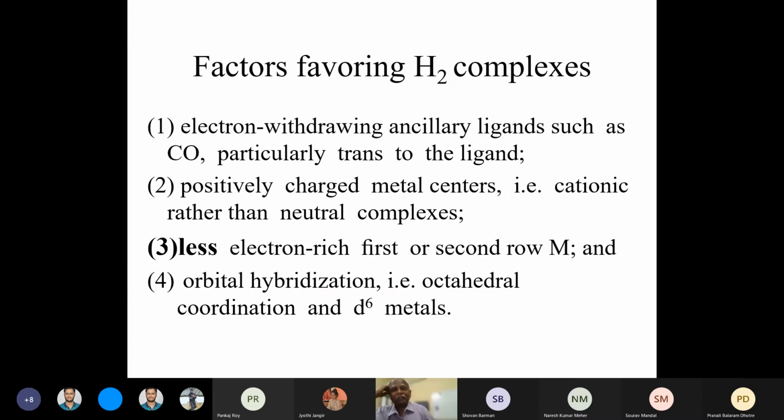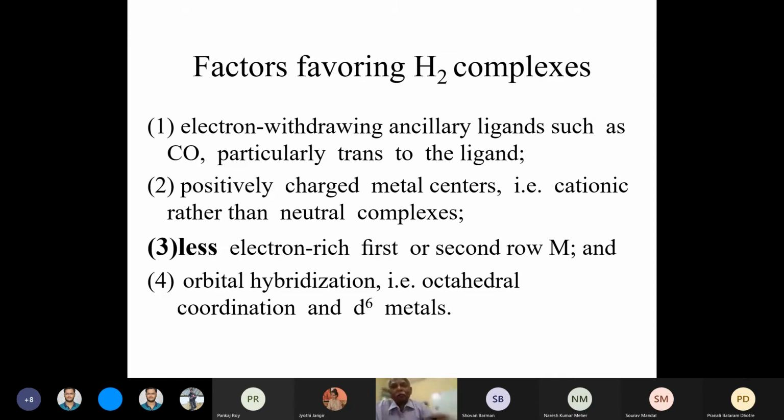So finally, let me tell you about the factors which affect formation of dihydrogen complexes or hydride complexes. I have already told you that if you are able to pump electron density into the sigma star orbital of the dihydrogen, then you will break the hydrogen and form hydrides. Okay, so let's see what are the factors which favor H2 complexes, which means where the two hydrogens are close by. Okay, the metal is interacting with both hydrogens interacting with one another.